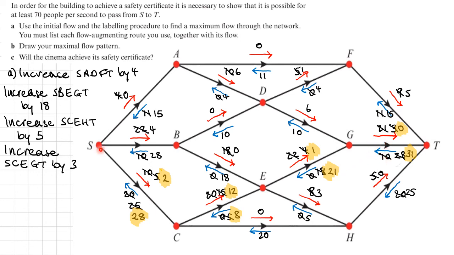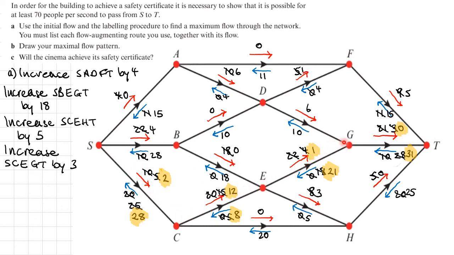Right, so we'll now see if there are any routes we can augment. SA, no good, saturated. SB, well, B to D and B to E are saturated, so that's no good. So we've got to go SC. We can't go C to H because that's saturated. So we need to start SC, then to E. We can do that. We've got one spare capacity here to go to G, but we can't go G to T because that's saturated. But we do have the option of going backwards along a route.